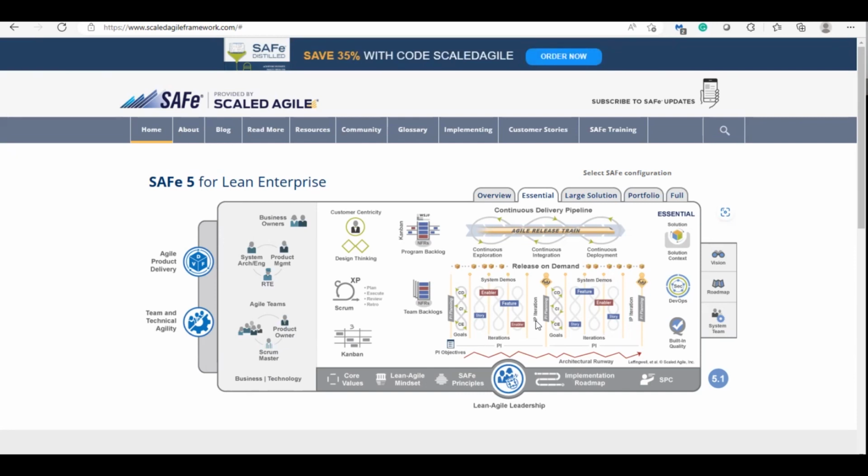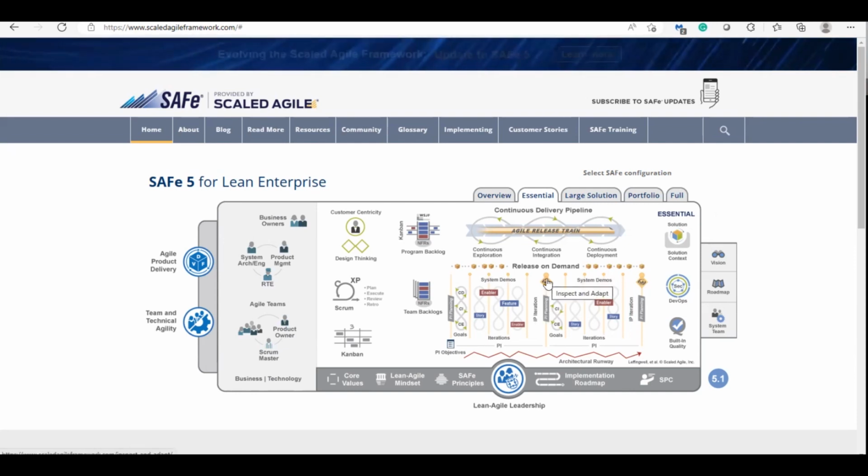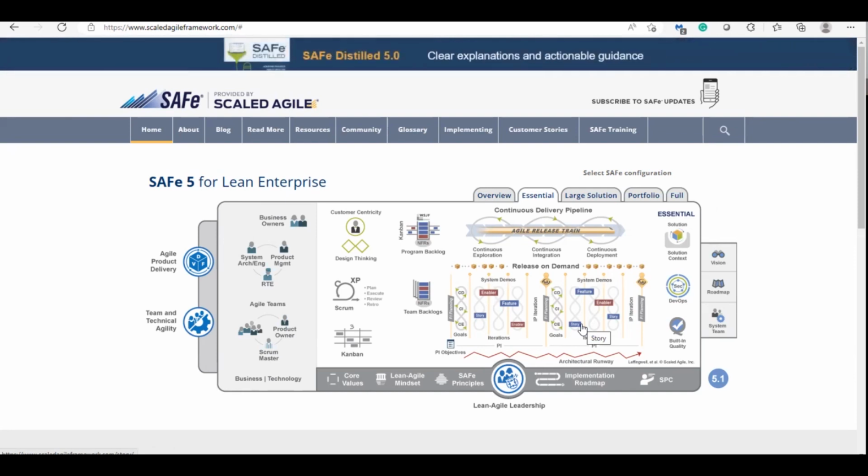In the second week, if it is Monday to Friday, then on Monday and Tuesday we can use inspect and adapt. Using the inspect and adapt process, you need to inspect for the new things. You need to justify your process. Based on your justification, you decide what we can do and what we can't do, and adapt to the new process, new technology or new feature, whatever it may be, and plan for the next PI.